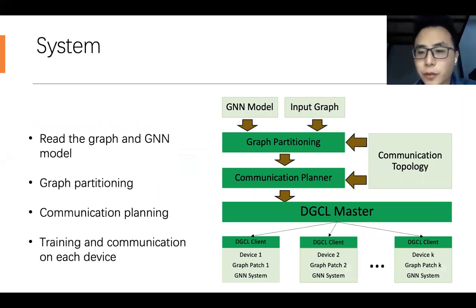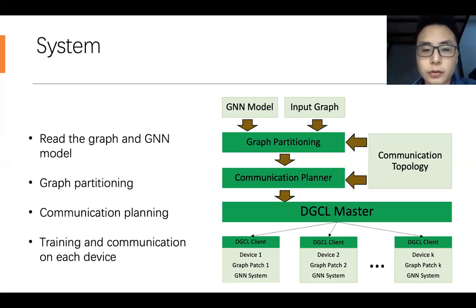Motivated by the communication problems of peer-to-peer communication, we designed DGCL, a general and efficient communication library for GNN training. Now let me first introduce the system architecture of DGCL. In this figure, the dark green parts are the components of DGCL and the light green parts are outside DGCL.